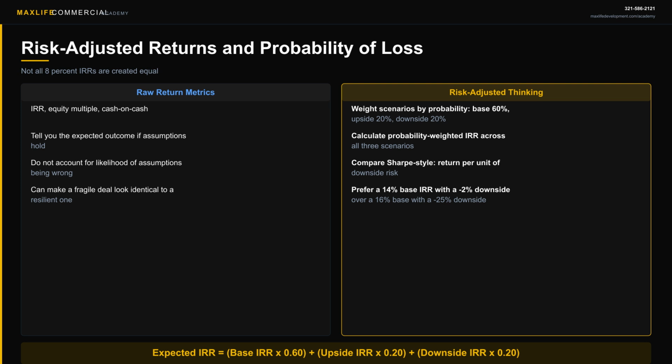For 20 basis points of expected additional return, Deal B asks you to accept a scenario where you lose nearly a fifth of your investment. That's not a better deal. It's a riskier deal with a slightly higher average. Risk-adjusted thinking reveals that asymmetry. Professional investors and institutional equity sources think this way on every deal. If you want to compete for capital or simply protect your own, you need to think this way too.